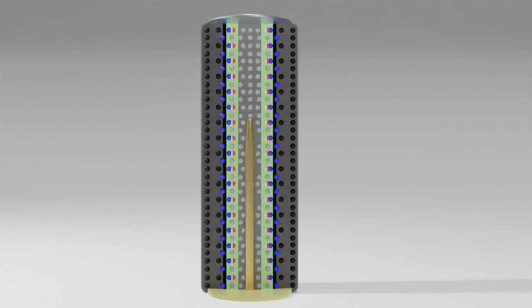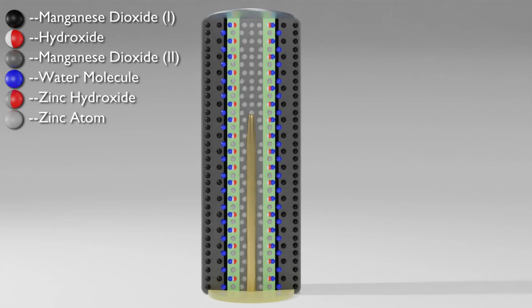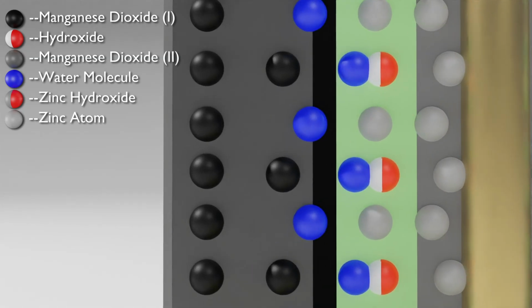Every material in the battery is made up of different atoms. These atoms are represented by different colors, and each color represents a different material, therefore a different atom. The different atoms inside the battery start to interact with each other. First of all, a hydroxide ion from the electrolyte combines with a zinc atom, forming zinc hydroxide and water.